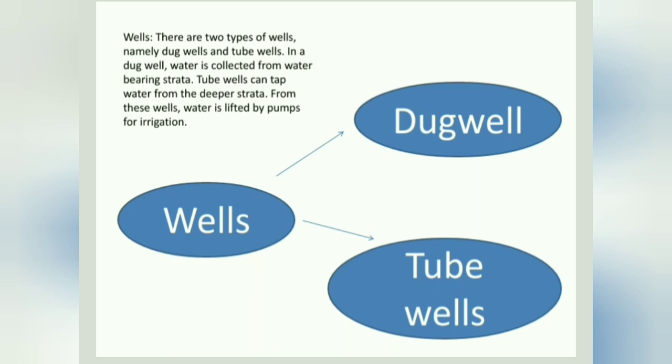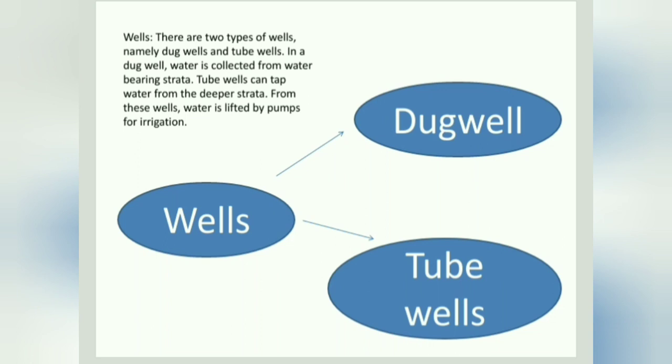From the dug well, the water is collected from the water bearing strata. Strata means layer. So from the layer, in a dug well, we are taking the water through a bucket or using a pulley. That is called dug well. Most of the farms we can see this dug well. The other one is tube well, where we draw water using tubes. The water is lifted from the underground.